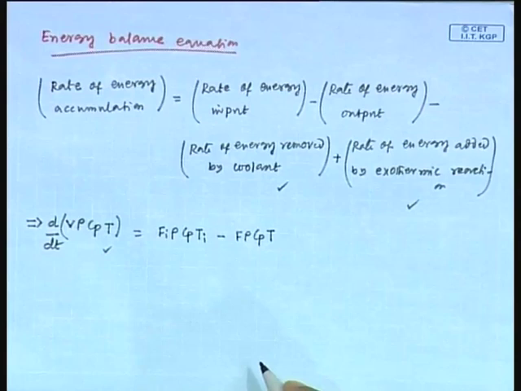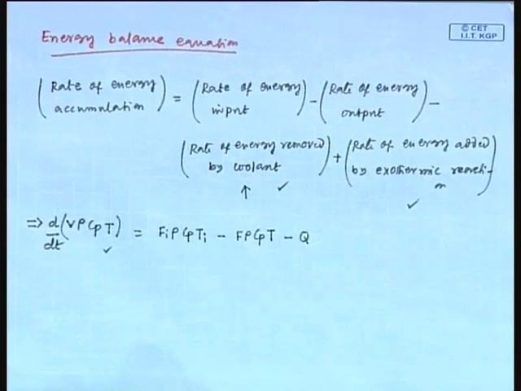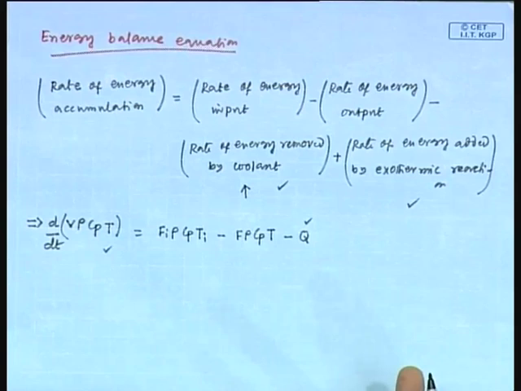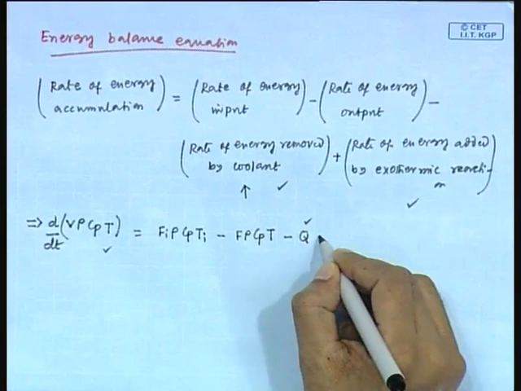Now, rate of energy removed by the coolant, this will be represented by Q. Energy removed by the coolant is represented by here Q. What is Q? How we can calculate Q? We know flow rate Fc, rho c, Cpc, and then temperature difference is outlet temperature of coolant minus inlet temperature of coolant. Fine. What is the last term? I mean, how we can represent the last term?